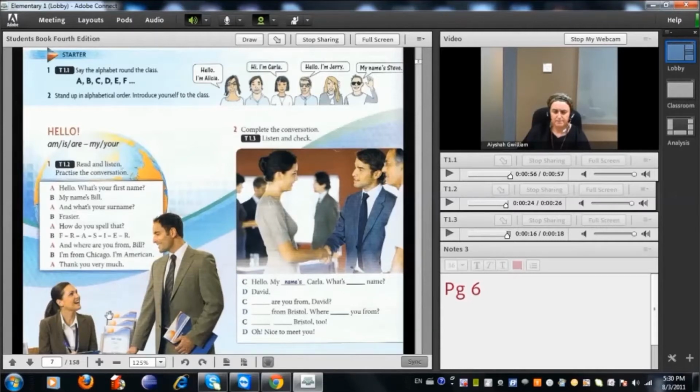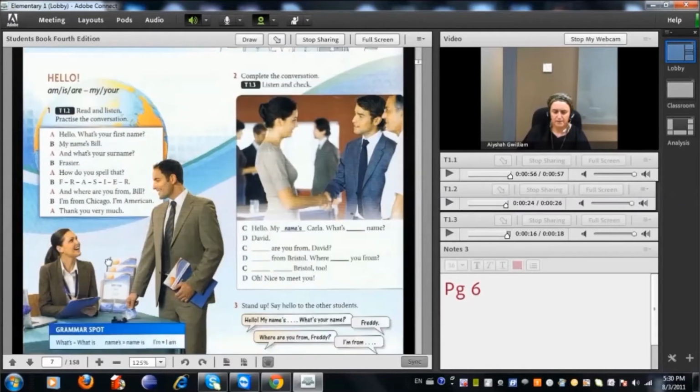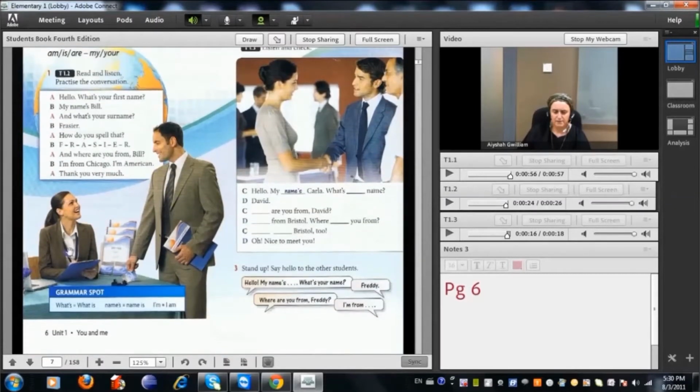Okay, very good. Now, let's look at the grammar spot. I want you to look at this word, what's. It's the same as what is. Names. It's the same as name is. I'm. It's the same as I am.